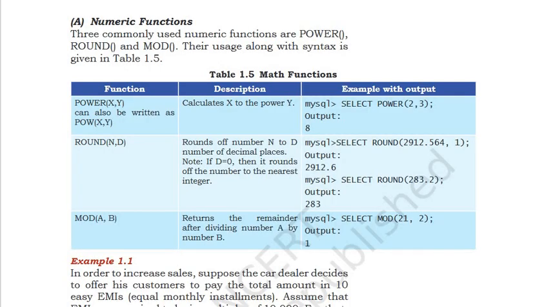Numeric functions. We start with power, which calculates x to the power of y. If you write POW of x comma y, see an example with output on the right side. Select power 2 comma 3. 2 comma 3 is nothing but 2 to the power of 3.